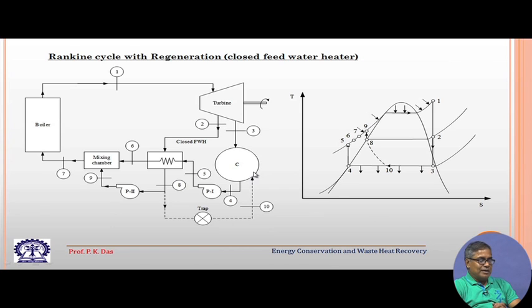Both arrangements have their pros and cons. When we are sending it back to the condenser, you see we have to use only one pump, because this line is not there. With only one pump we can do whatever we wanted to do, and the mixing chamber also we can eliminate. So, simply it will go to the boiler and with the help of a single pump we can do this.